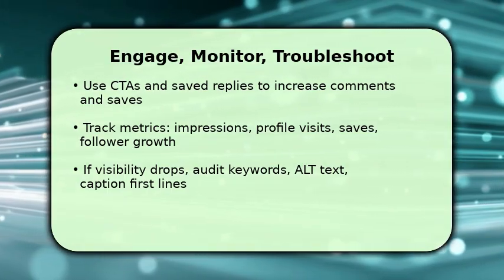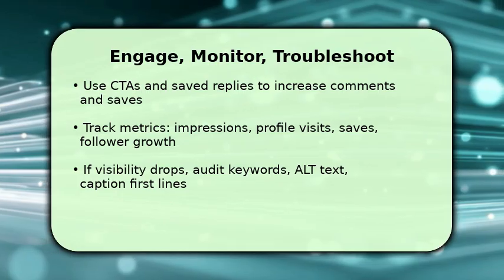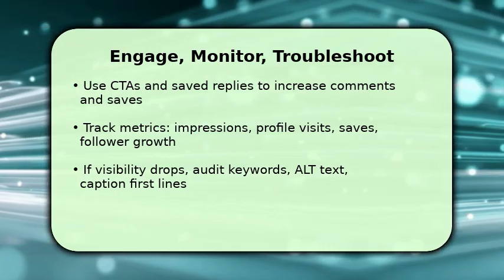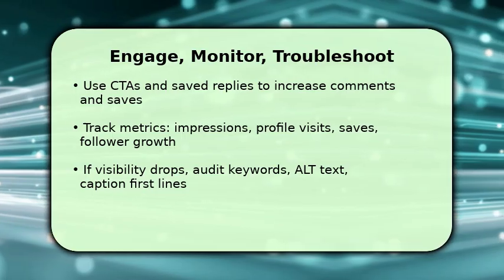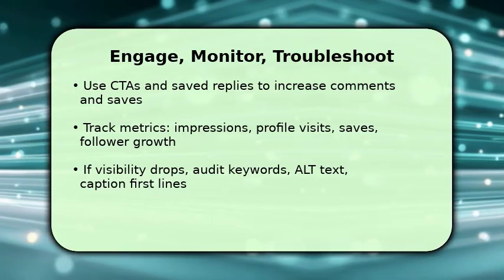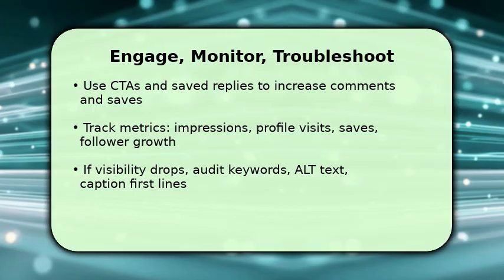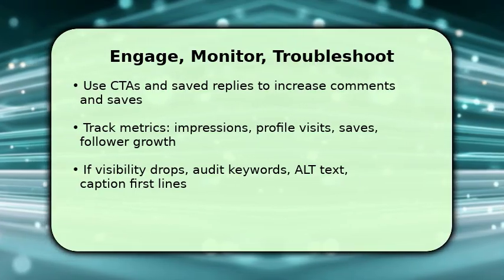If visibility suddenly drops, audit your recent captions, alt text, and the first 2 lines for keyword drift. Also check account type and shadow ban symptoms. Make small changes, wait 7-14 days, and reassess so you can recover without guessing.